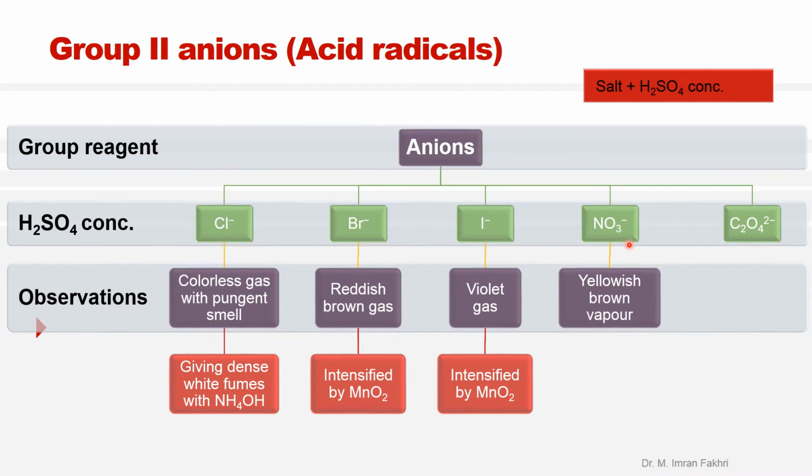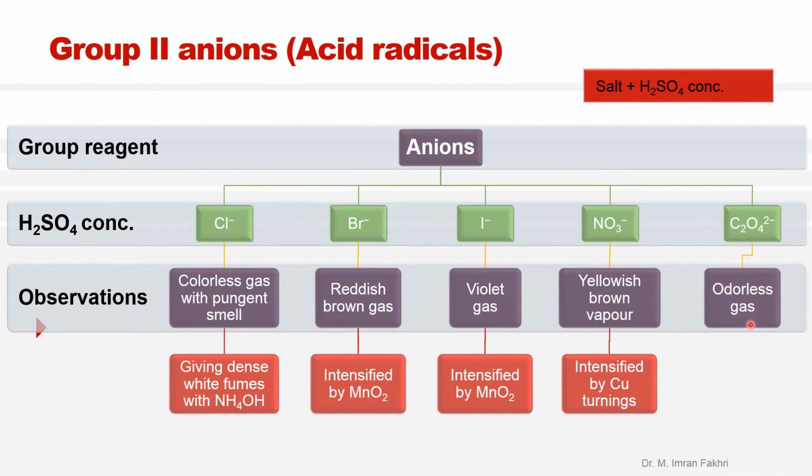If the salt contains the nitrate ion, a yellowish brown vapor is going to be observed with the addition of concentrated sulfuric acid, and this yellowish brown vapor is going to be intensified by the addition of copper turnings. An odorless gas is observed when the oxalate ion is present in the given salt. This odorless gas is going to turn the lime water milky, which confirms that the oxalate ion is present in the given salt.